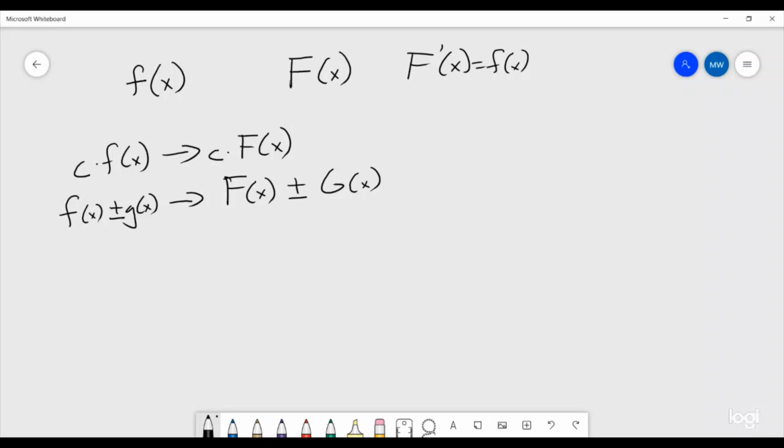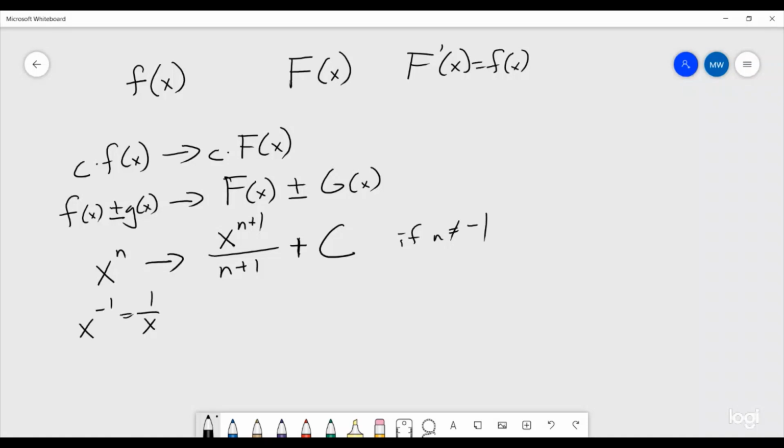Let's see, what else we got? We got x to the n. The antiderivative of x to the n is x to the n plus 1 divided by n plus 1 plus c, if n is not negative 1. If n is negative 1, then that's 1 over x. The antiderivative of this is natural log of x plus c.